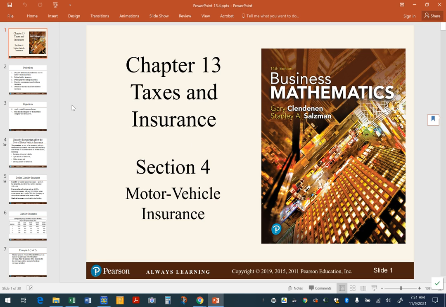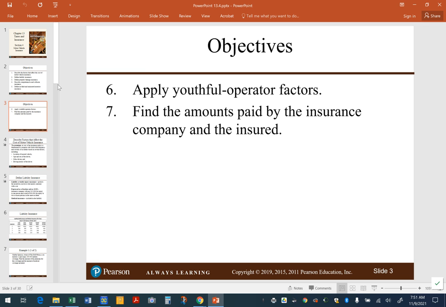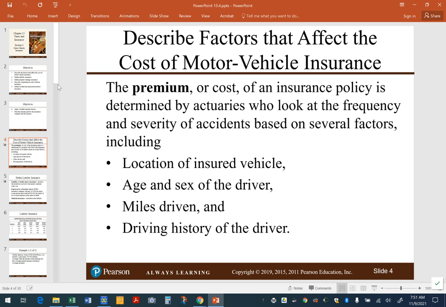on auto insurance. So yesterday we talked about the things that factor into the cost of your auto insurance, and those are listed here. Big things are location, age, gender, and miles driven, also your driving record.